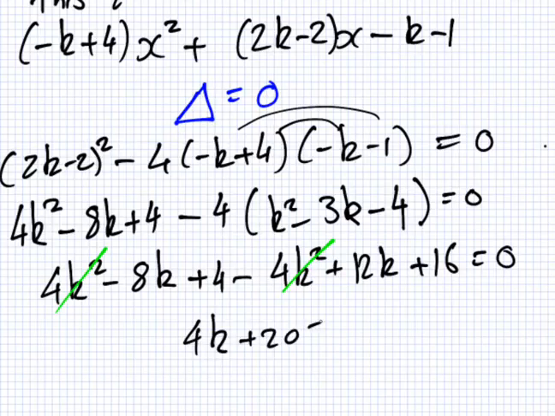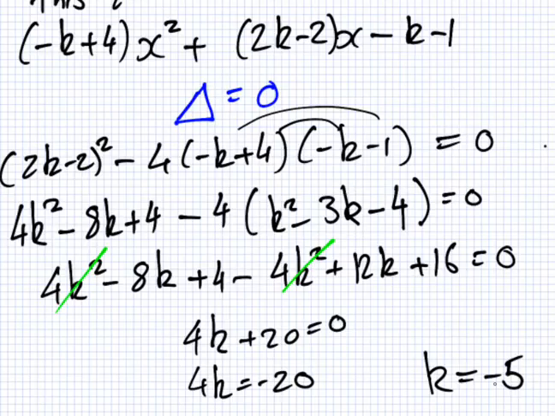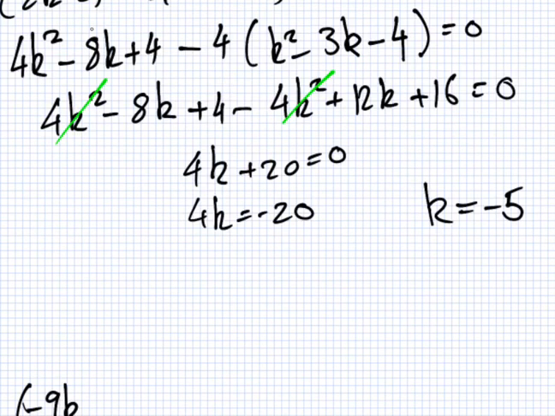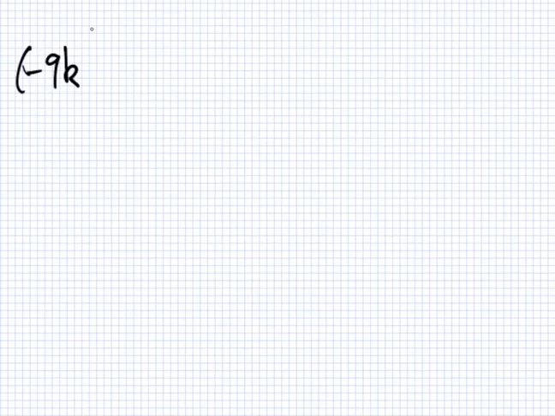So find how many roots this has. Minus k plus 4 x squared plus 2k minus, sorry, not find how many roots, calculate. Can you write minus k a little bit further down? Yeah.